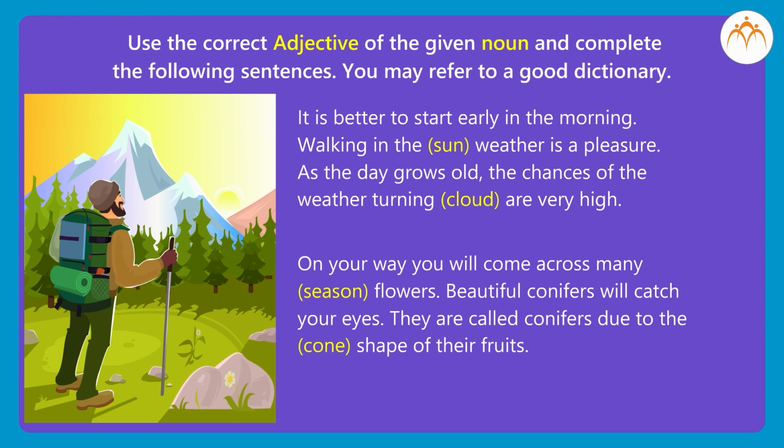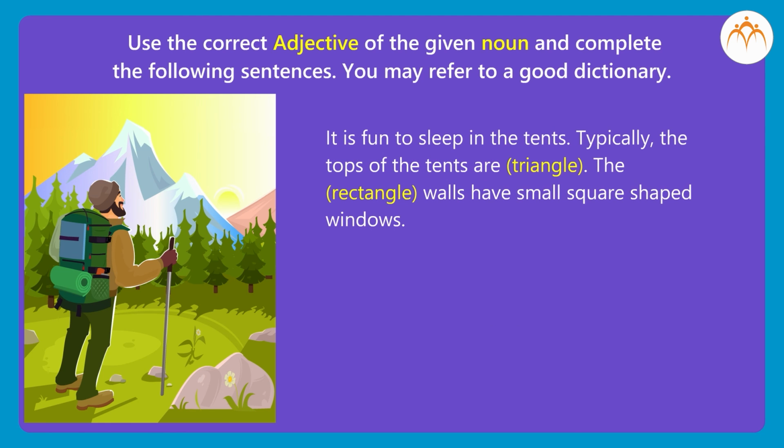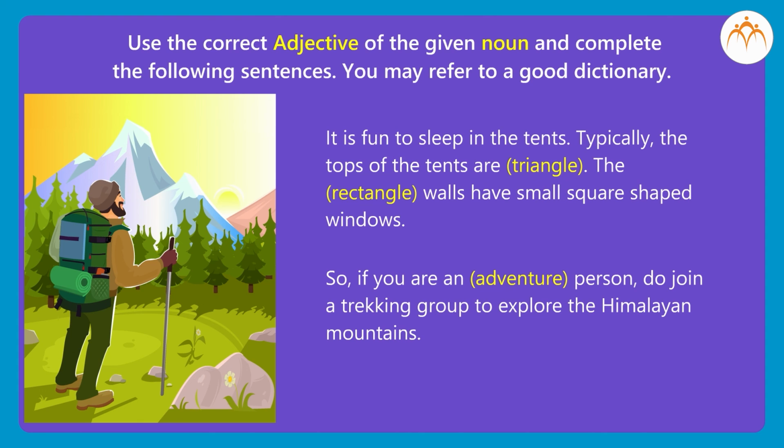On your way, you will come across many season flowers. Beautiful conifers will catch your eyes. They are called conifers due to the cone shape of their fruits. It is fun to sleep in the tents. Typically, the tops of the tents are triangle. The rectangle walls have small square-shaped windows. So, if you are an adventure person, do join a trekking group to explore the Himalayan mountains.